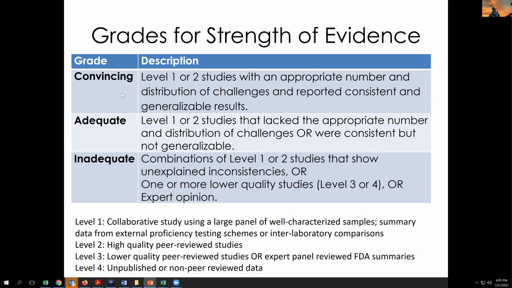So if you landed a level 1 or 2 study, had reasonable, consistent results and generalizable, that was convincing evidence. Step down from that was maybe some not totally generalizable, or maybe not quite as diverse and rich a number of cases. And inadequate were those where there were unexplained inconsistency, or there were 1 or more lower quality studies, or only expert opinion was involved.